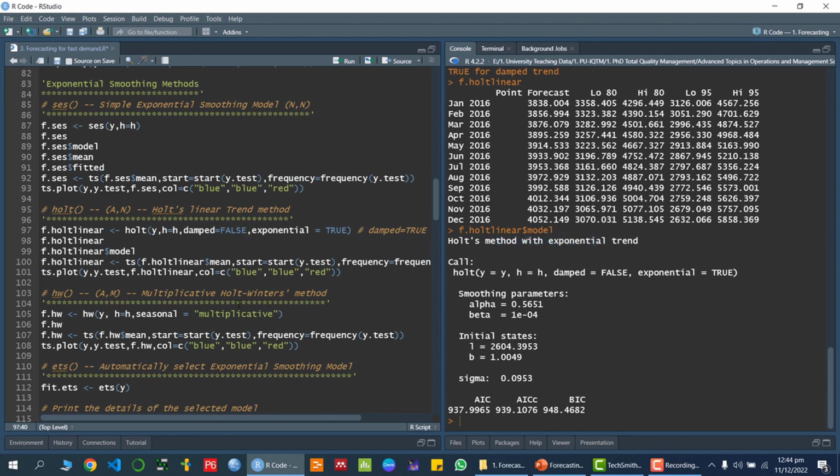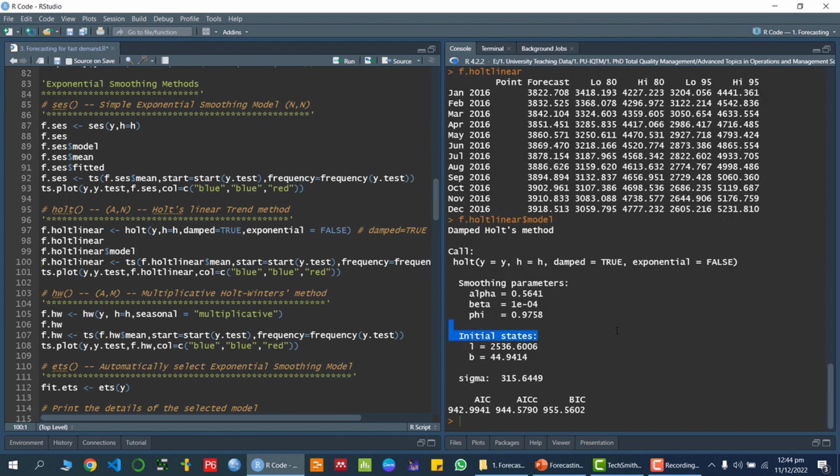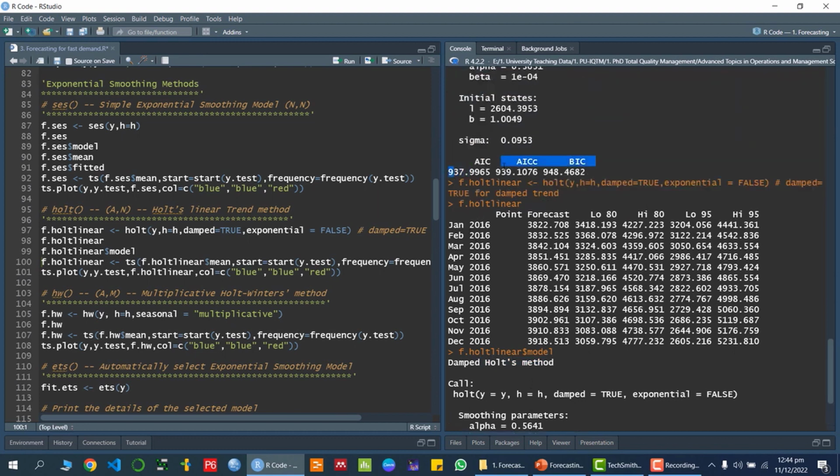So let's try that. We have exponential is equal to false, but the damped trend is equal to true. Okay, now we are saying that apply the Holt's damped trend method. So this is with the help of damped Holt method. We see that the information criteria is 942, but this one is 937, so that means the exponential one is the better one. So this should be true.